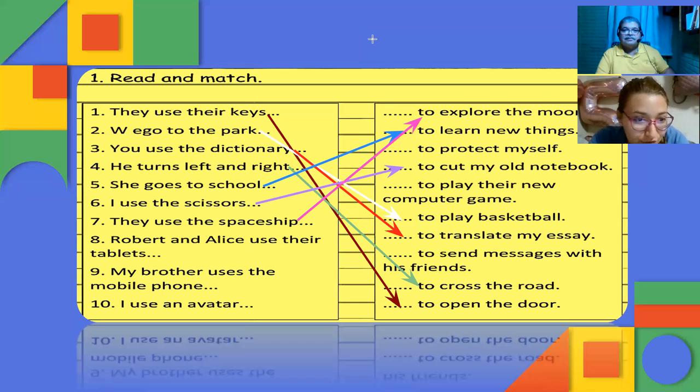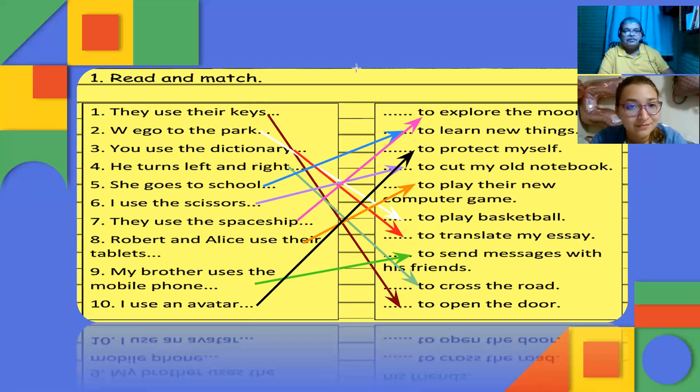Robert and Alice use their tablets to send messages with his friends. No, there is a better one. Okay. Robert and Alice use their tablets to play their new computer game. Okay. My brother used the mobile phone to send messages with his friends. Okay. I use an avatar to project myself. Okay. Very good. Very good.